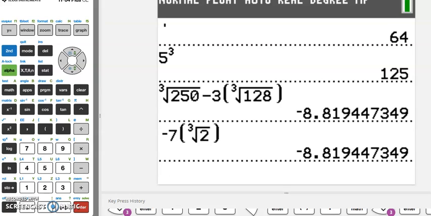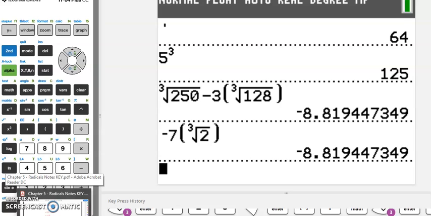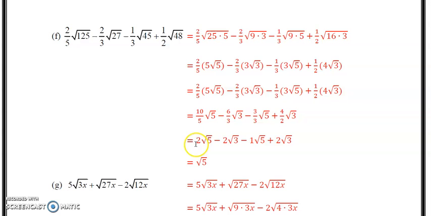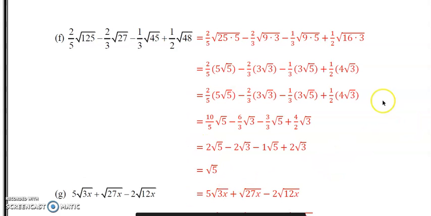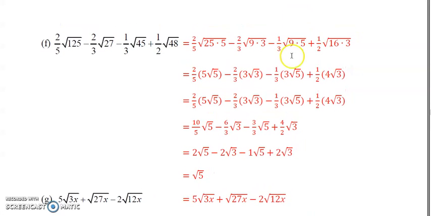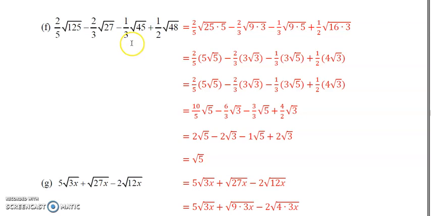So definitely I suggest punch it in your calculator, just to double check with it. It takes seconds. Okay? The next one we have here is example F. People look at that and they get overwhelmed, right? They shut down. But it's not necessary.